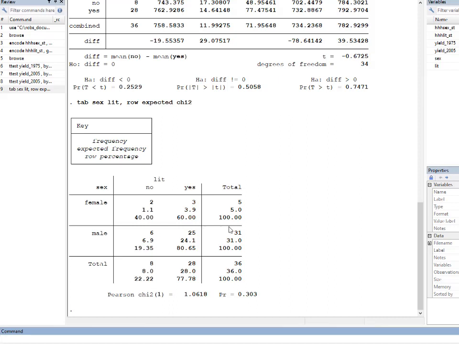But the question is, what's this telling me about the population? So what do you think the null hypothesis would be in the population? Think about it. And the null hypothesis in the population would be that in the whole population, there is no association. There is no relationship.